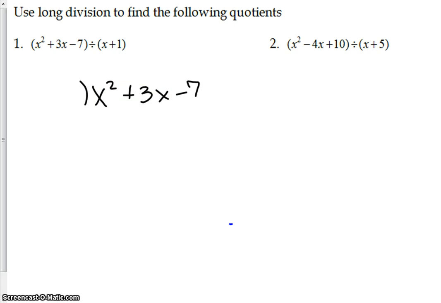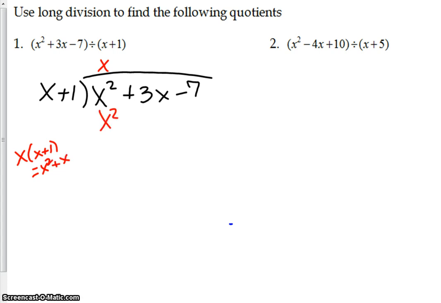And I am going to divide it by x plus 1. That's what we have here. So now we're going to say in our head, what times this x equals this x squared? And the answer is x. A lot of times I do this step in my head, but it helps to look and see what we're doing. We're taking the x times the x plus 1, and we get here x squared plus x.